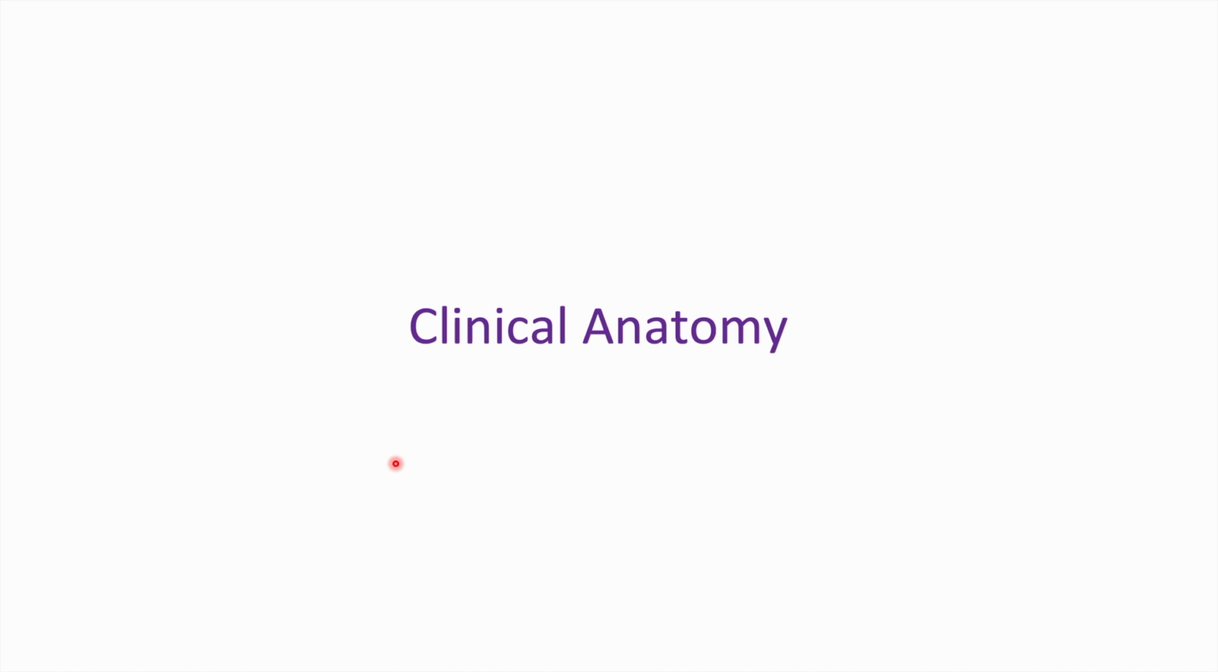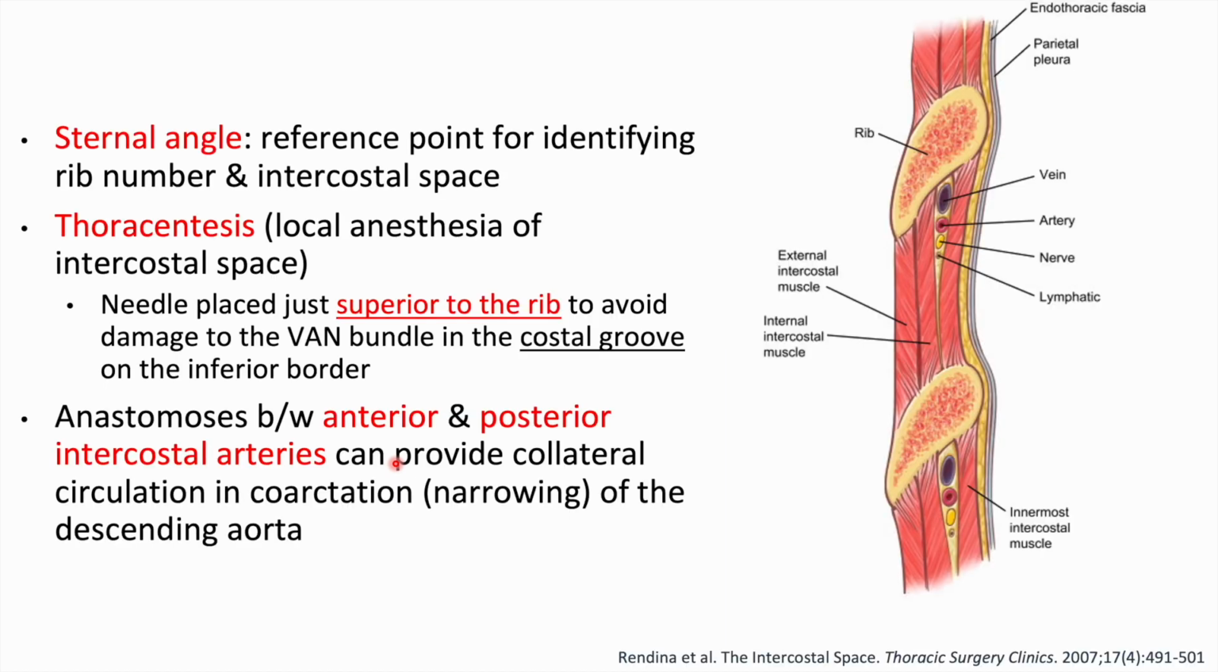And for the end of the video, let's look at a couple important clinical correlations. First we'll look at the sternal angle, also known as the angle of Lewis. This is going to be a really important reference point for identifying rib number and intercostal spaces, because if you can find the sternal angle between the manubrium and the body of the sternum, then you know that you're going to be at rib 2 if you go lateral. That can then be used to identify the intercostal spaces and ribs moving down.